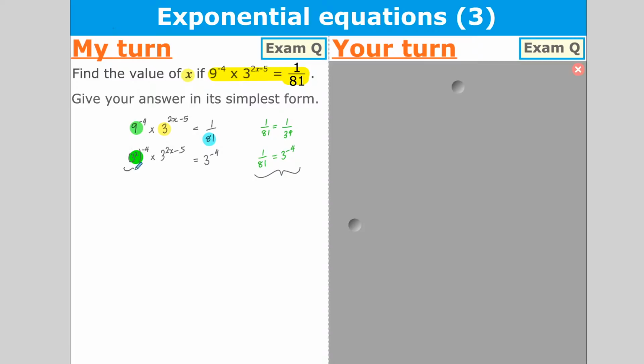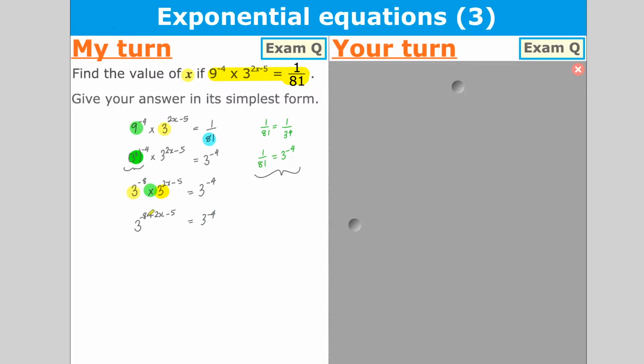Okay, let's tidy this up. 3 squared to the power of negative 4. That's 3 to the 2 times negative 4, which is 3 to the negative 8. Multiplied by 3 to the 2x take away 5 is equal to 3 to the negative 4. Now, when you've got the same base and you're multiplying, you can add the exponents. So this is going to be 3 to the power of negative 8 plus 2x take away 5, right? Is equal to 3 to the negative 4.